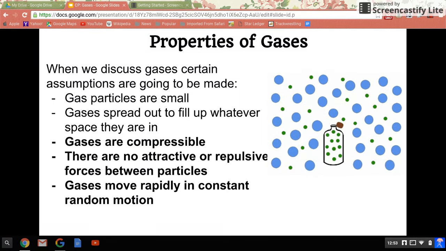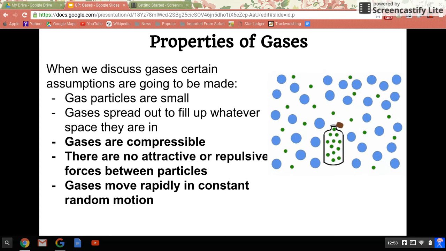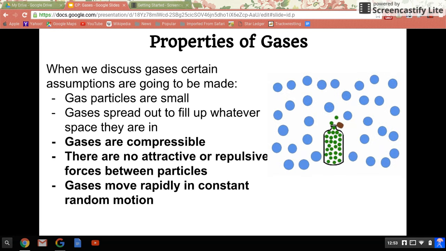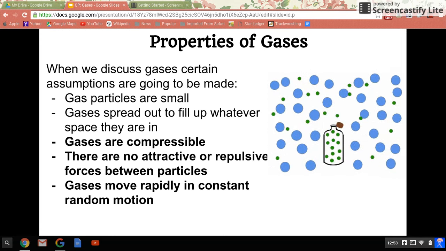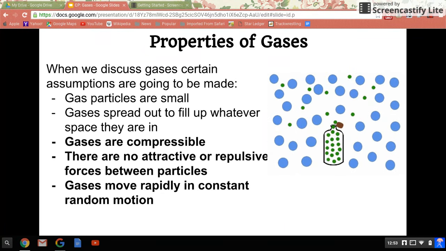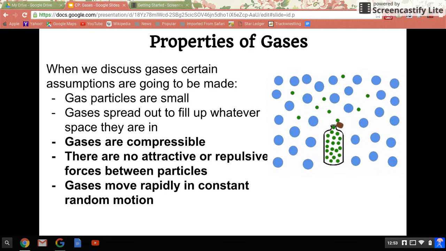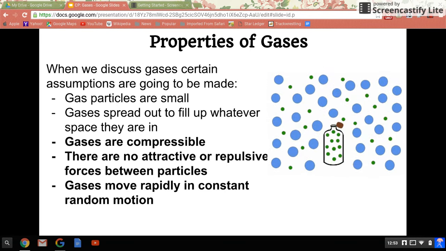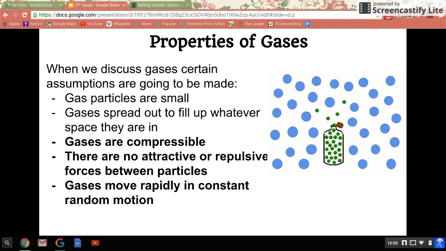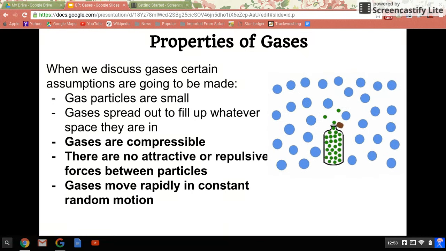We're also going to assume that gases move rapidly in constant random motion. So gases are going to be the fastest moving particles out of the three states of matter that you're most familiar with, which are solids, liquids, and gases. They're going to have random motion, and they're just going to bounce off of each other. So if they hit into each other, they're just going to bounce and go into opposite directions.